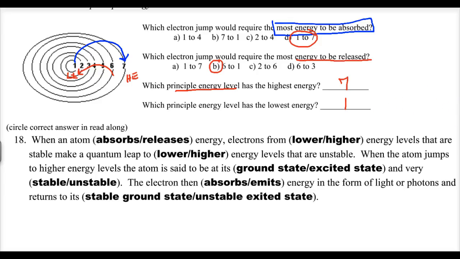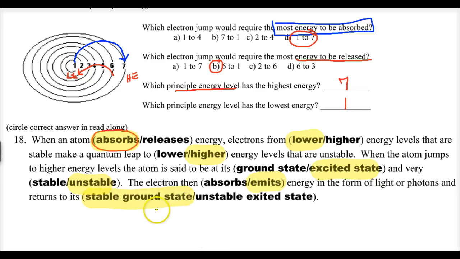Hopefully you're seeing a pattern here. This is the whole story: when an atom absorbs energy, electrons from a lower energy level that are stable make a quantum leap to higher energy levels that are unstable. When the atom jumps to a higher energy level, the atom is said to be in an excited state and very unstable. The electron then emits energy in the form of light or photons and returns to its stable ground state.